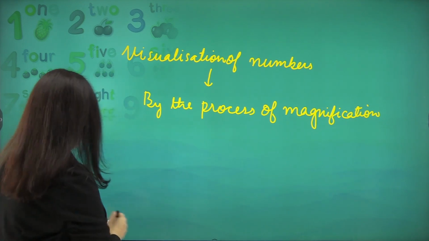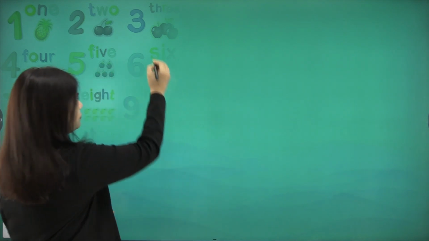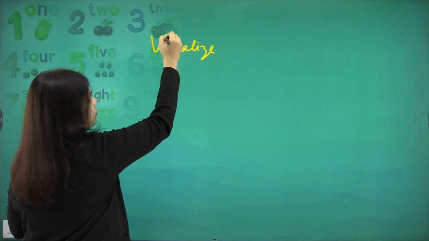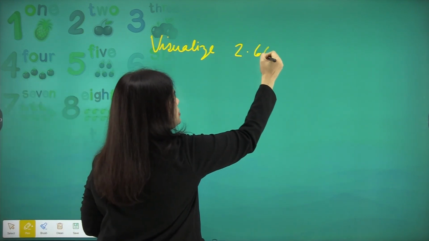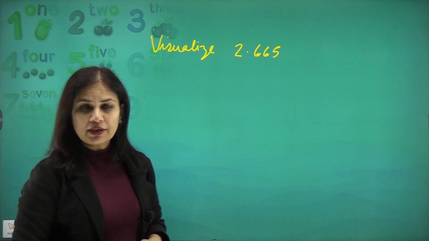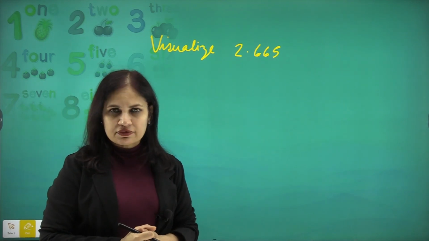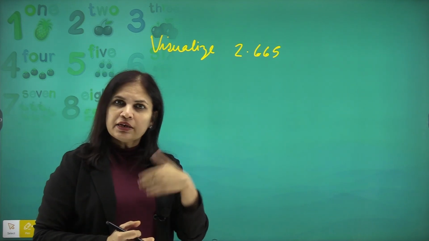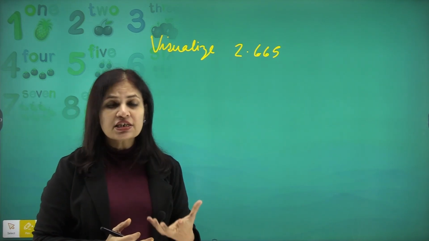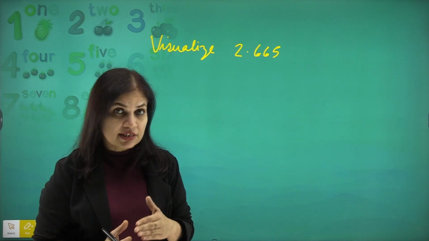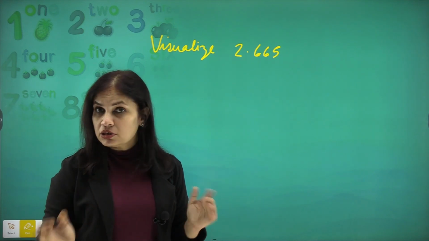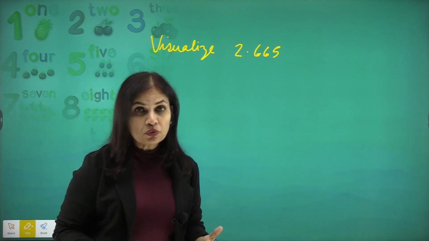Let us find out. Let's start with an example. Suppose we have to visualize 2.665 on a number line. Very obvious, 2.665 lies between the two numbers 2 and 3, but exactly where? Had it been 2.5, it would have been easier for me to locate, but if it's 2.665, that means there need to be 100 divisions on the number line, which is practically not possible. So let us see how we do it.